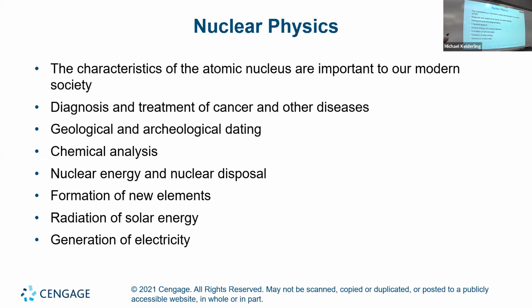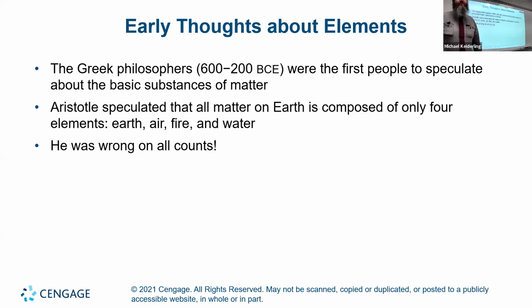So the characteristics of the atomic nucleus are important to our modern society. We'll talk about how we can use things from that for diagnosis and treatment of cancer and other diseases, geological and archaeological data, chemical analysis, nuclear energy and nuclear disposal, the formation of new elements, how solar energy is generated, and the generation of electricity.